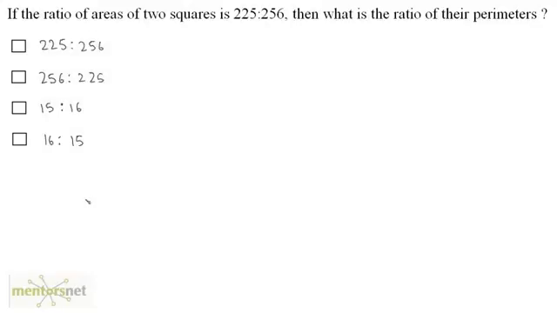If the ratio of areas of two squares is 225 is to 256, then what is the ratio of their perimeters? Well, you have been given the ratio of the areas. So I can write A1 by A2 equals 225 by 256. Now, what is the formula for the area of a square? That is side square. So I can write S1 square by S2 square equals 225 by 256.